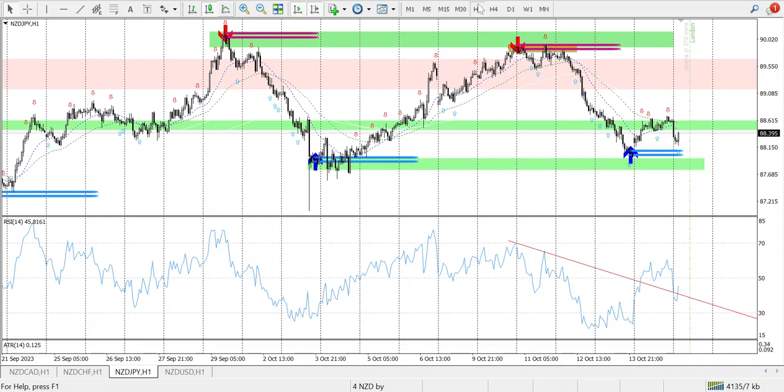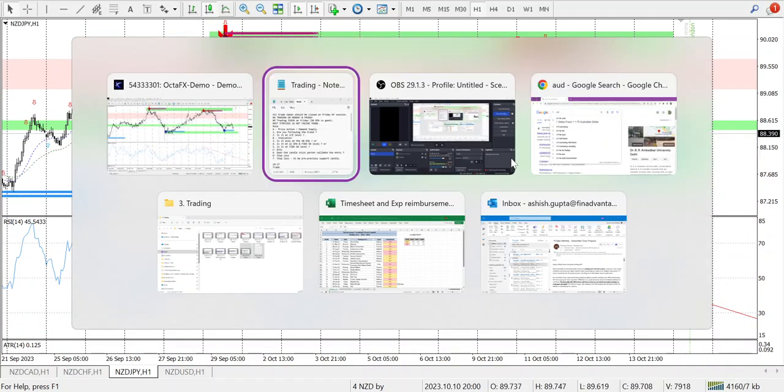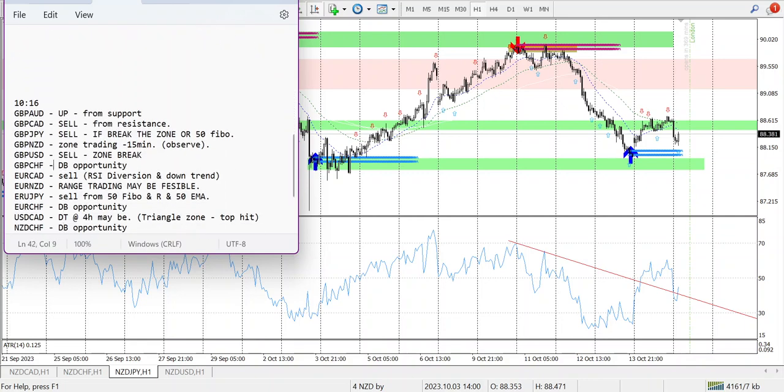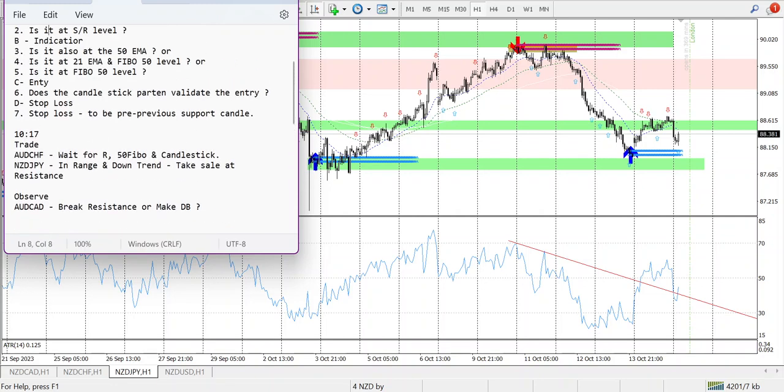So it is in a range right now. So the best entry would have been this one. It is a range. NZDJPY in range. And downtrend. Let me see if I have written any NZDJPY notes yesterday. Have we taken any NZDJPY notes? No, we have not done any NZDJPY notes. Okay. So NZDJPY is in a range. Basically, it's a downtrend. First of all, downtrend and in range.